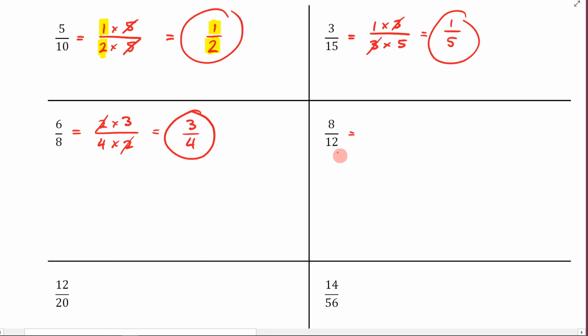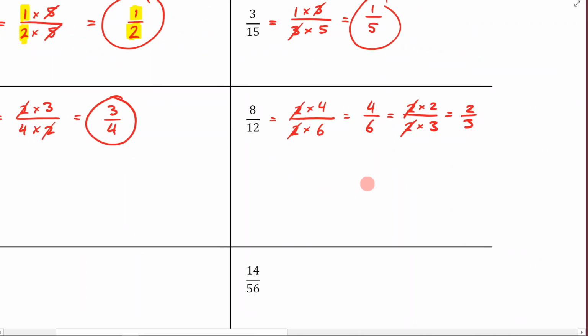Here I have 8 on 12. Well, 8 can be broken down into 2 and 4, and 12 can be broken down into 2 and 6. So that means this 2 will cancel out with this 2, and what I'll be left with is 4 on 6. Now, we have to be careful here. Could I break this 4 and 6 into more factors? I could keep breaking this down into factors. 4 can be 2 times 2, and 6 can be 2 times 3. So that means this 2 will cancel with this 2, and I'll be left with 2 on 3.